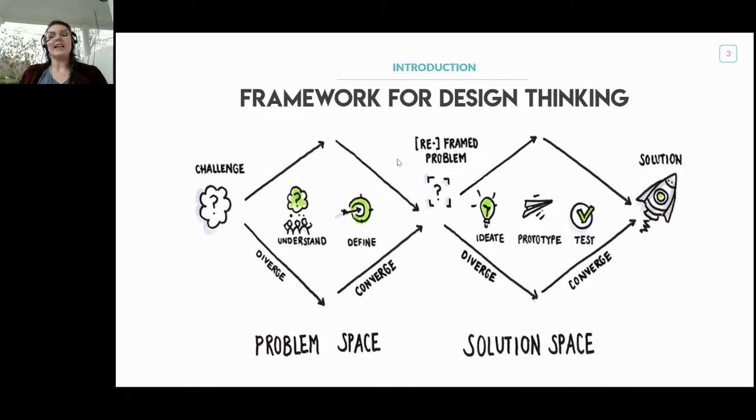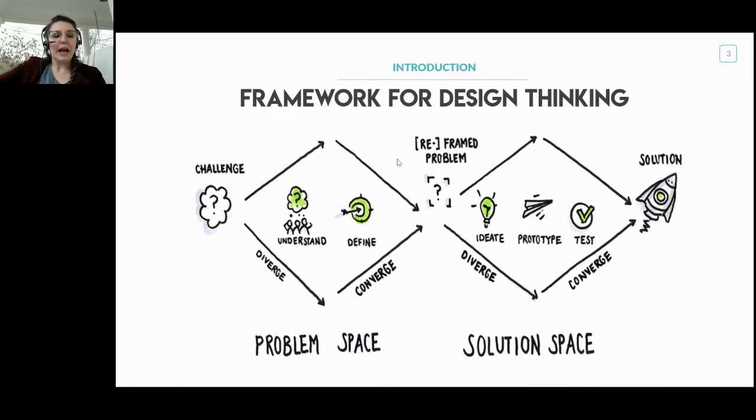And that was a key component that got built into the framework of design thinking. And we see that in that second diamond, which is in the solution space, where we ideate, we prototype, we test it out, and then we reiterate and do it over and over again. So as we talk about design thinking today, we're going to dig into these 5 key areas: understanding and defining in the problem space, and then within that solution space, ideation, prototyping, and testing.